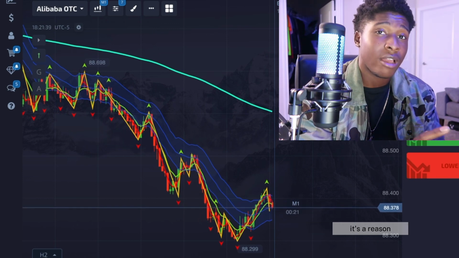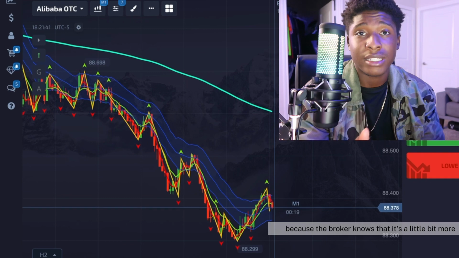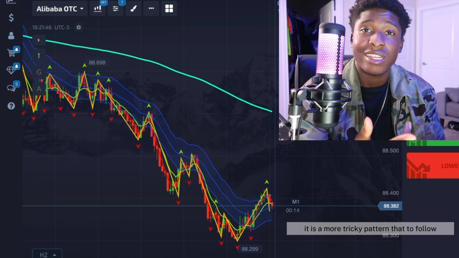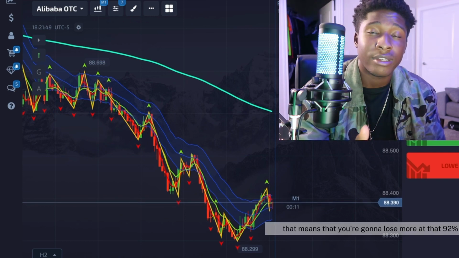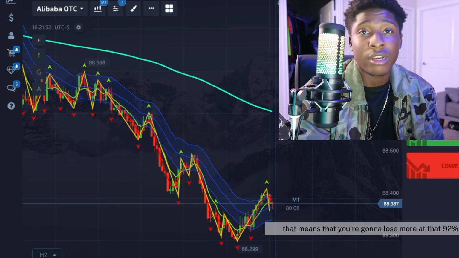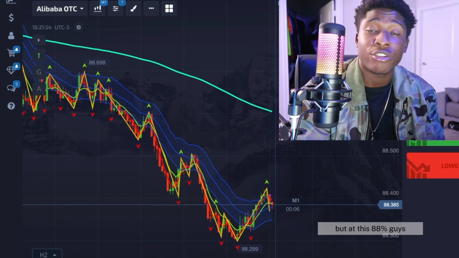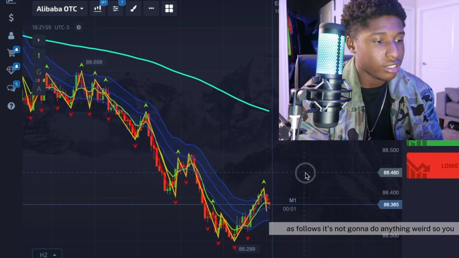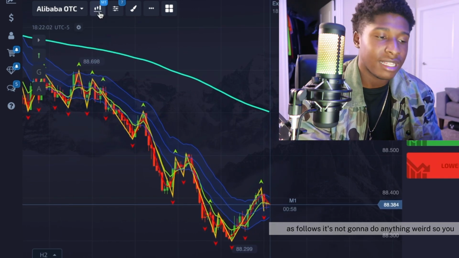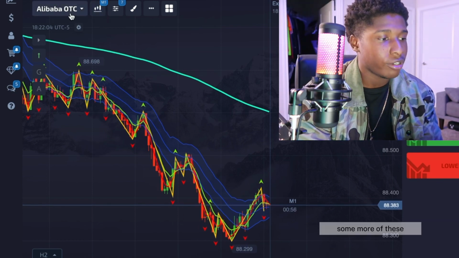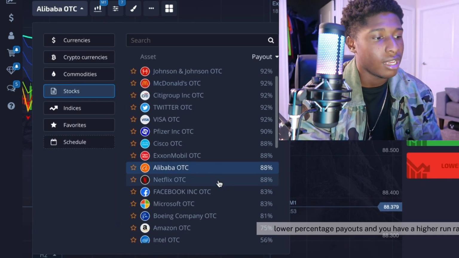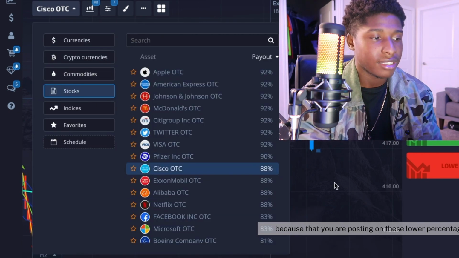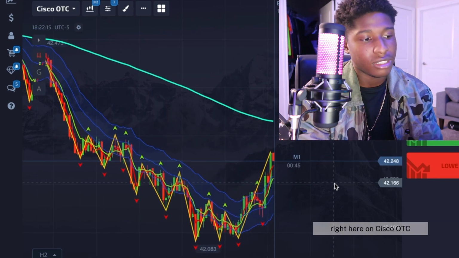And when the payout is at 92%, there's a reason why it's at 92%: the broker knows that it's a little bit more manipulated. It is a more tricky pattern to follow. That means that you're going to lose more at that 92%. That means it's a greater risk. But at this 88%, guys, it's more straightforward what the chart is going to do. It's not going to do anything weird. So you want to place trades on some of these lower percentage payouts, and you will have a higher win rate because you are trading on these lower percentages.